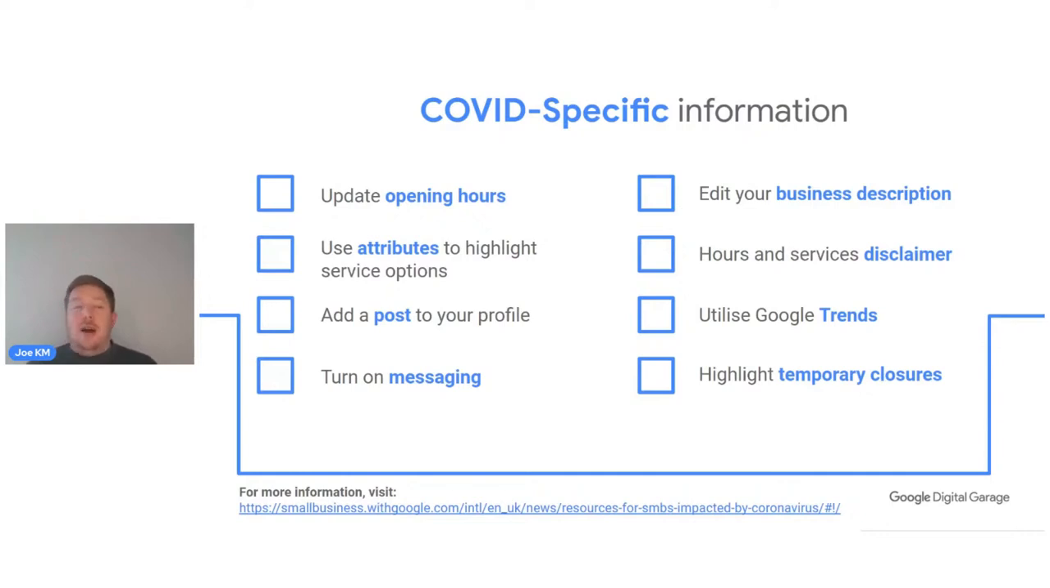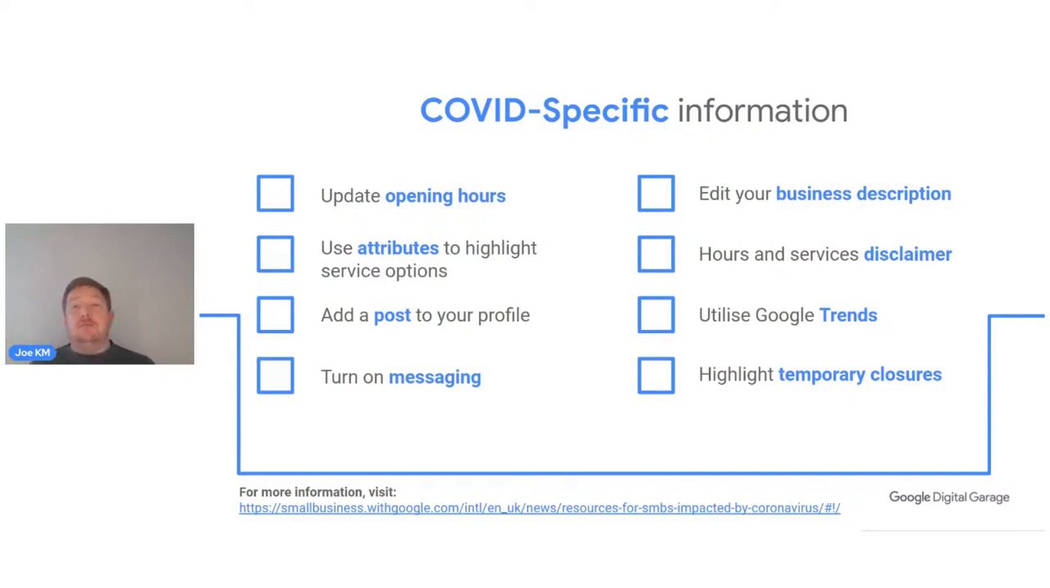Use attributes to highlight service options. So, for example, you can have female-led business. You can have disability accessible. So if your business is and your business can, like, tick these boxes. These are nice additional features that people see, and it might persuade people because of these.